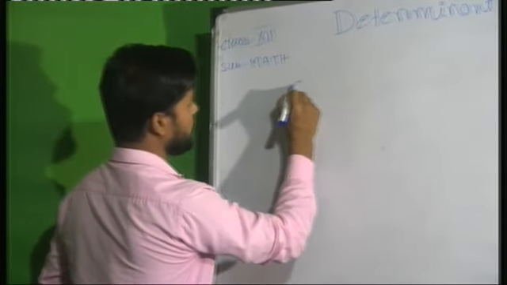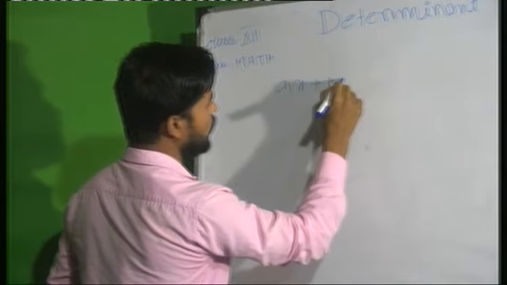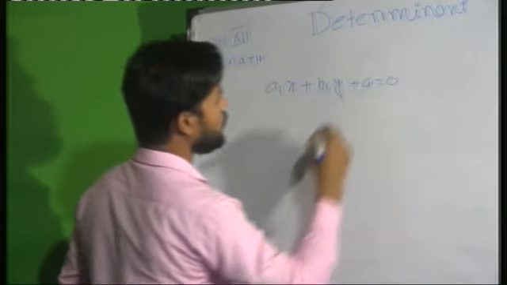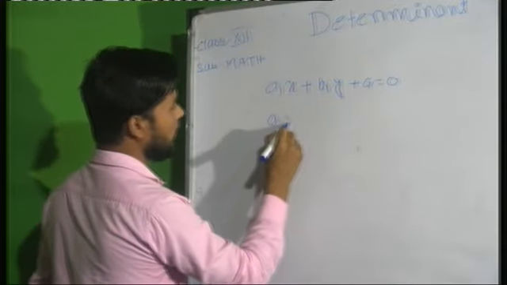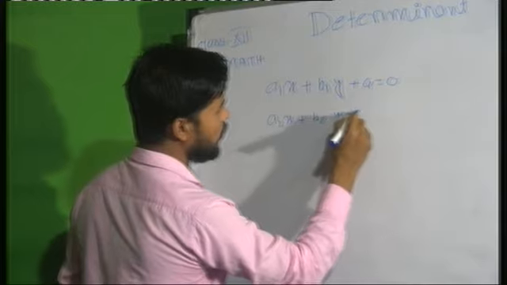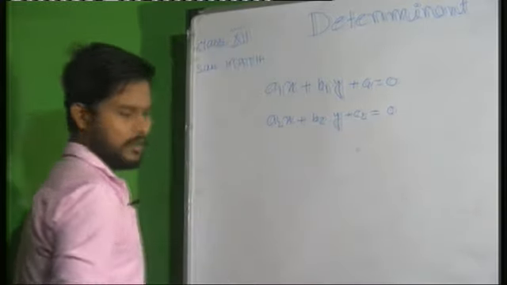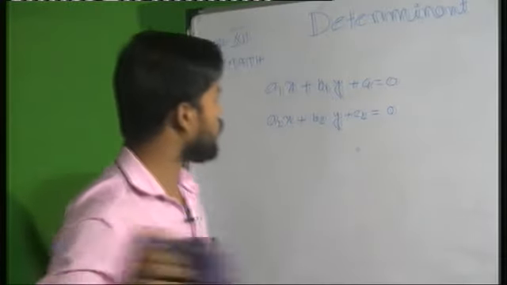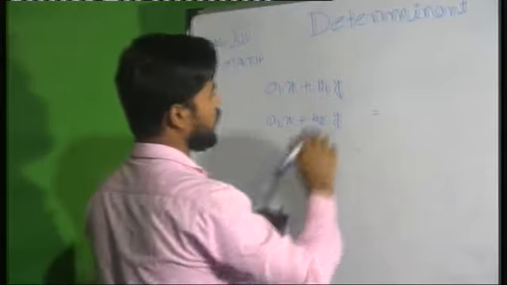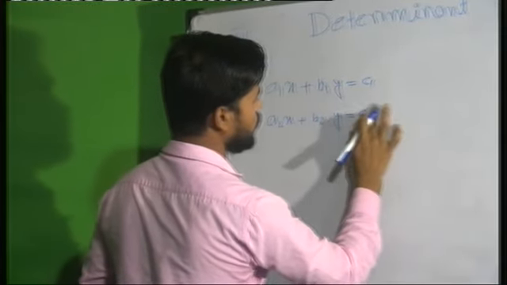Like this: a1x plus b1y plus c1 equal to 0, and a2x plus b2y plus c2 is equal to 0. Or you can represent the equation like that: a1 by a2 is equal to b1 by b2 is equal to c1 by c2.